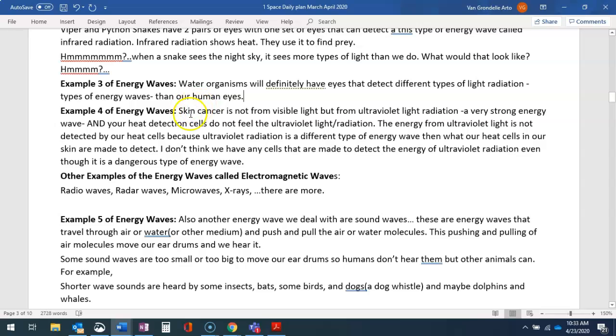Example 4 of energy waves is ultraviolet radiation, which can cause skin cancer. It's a very strong energy wave, and your heat detection cells in your skin do not feel that ultraviolet radiation. Even though it's so strong, you would think we would have something to detect it, but we don't. The energy from ultraviolet light is not detected by our heat cells because ultraviolet radiation is a different type of energy wave than what our heat cells in our skin are made to detect. I don't think we have any cells that are made to detect the energy of ultraviolet radiation, even though it is a dangerous type of energy wave.